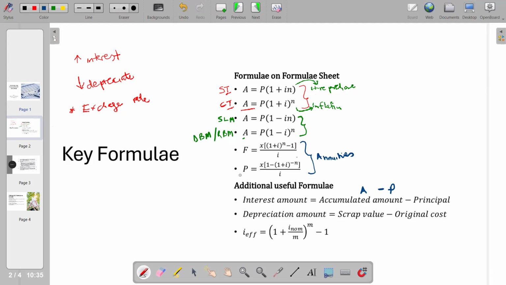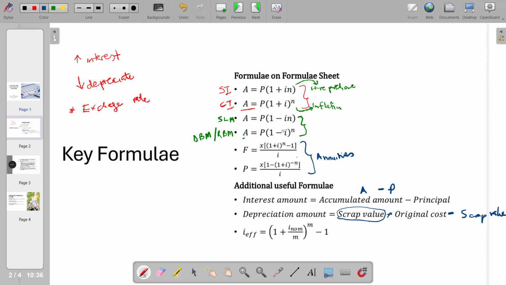You can also be required to calculate the depreciation amount, which is different from the depreciation rate. Rate is a percentage; amount is in rand value. If you want to calculate the depreciation amount, we want the actual value that was lost. Take note: the depreciation amount is original cost minus scrap value, not scrap value minus original cost.